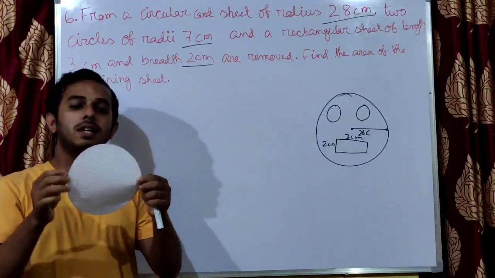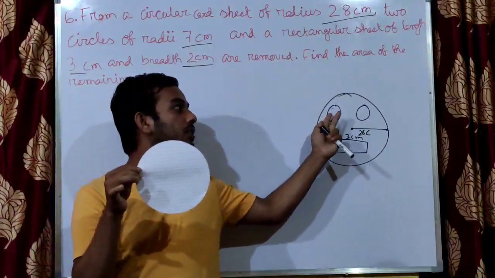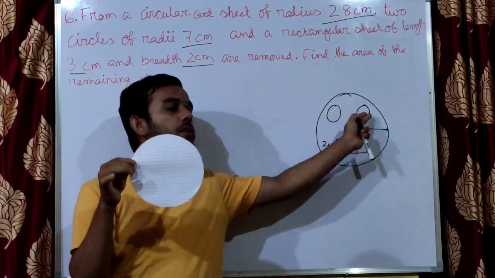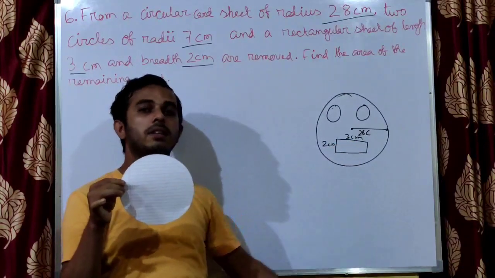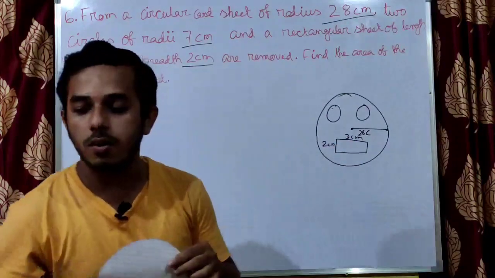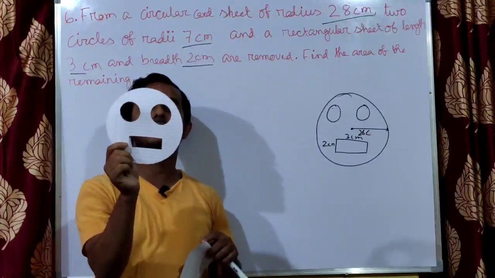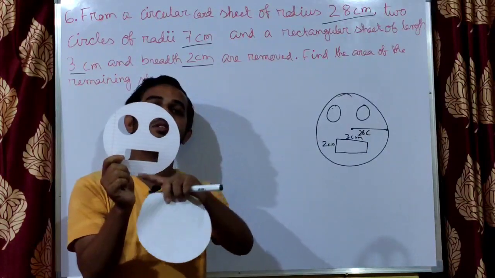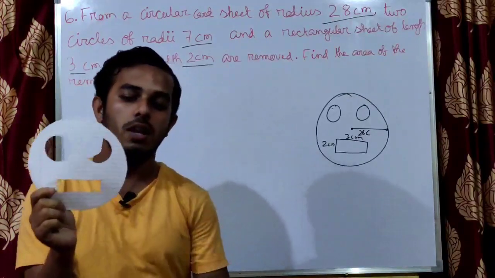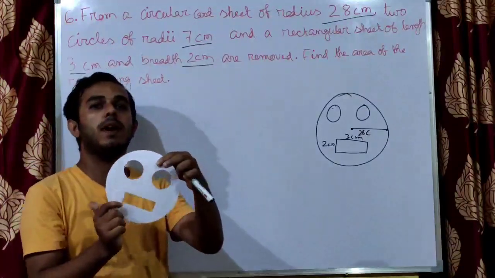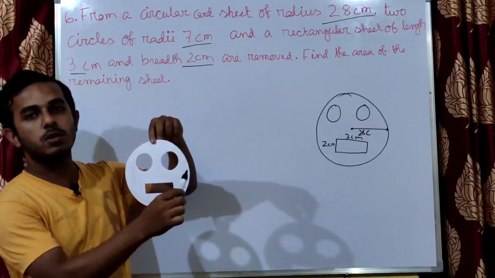Suppose consider this is a circular sheet, right? Now we will remove two circles like this, two circles whose radius is 7 centimeter and one rectangle whose length is 3 centimeter and breadth is 2 centimeter. So our sheet will look like this. There are two circles and one rectangle that we have cut from the sheet. Now the question asks that we have to find the area of this portion, the remaining portion.